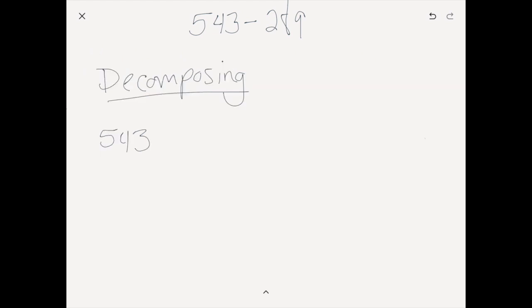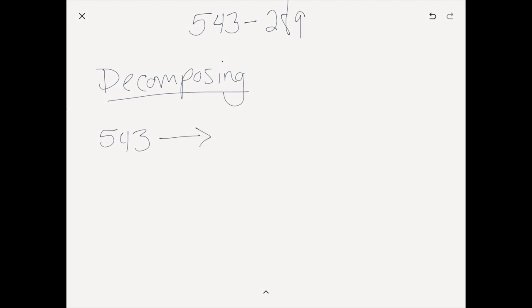All right, another one we see kids do is what I like to call decomposing. And yes, it's just like decomposing in science. It's breaking it down into smaller chunks. So basically, they start with the 543 and they're going to take away 289. But you don't have to do it in just subtracting 289. You can break it into chunks that make sense.